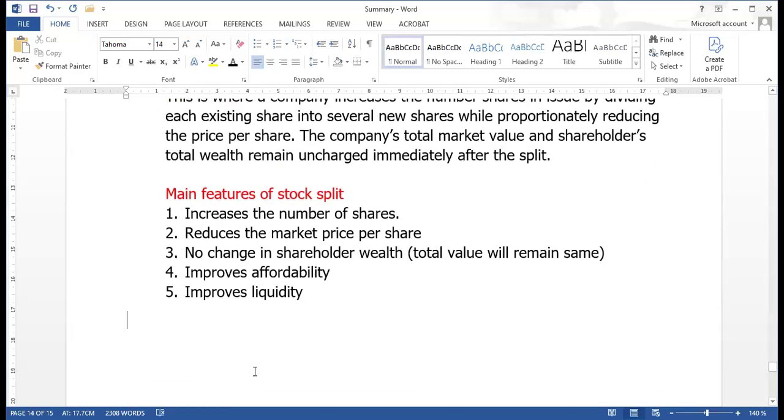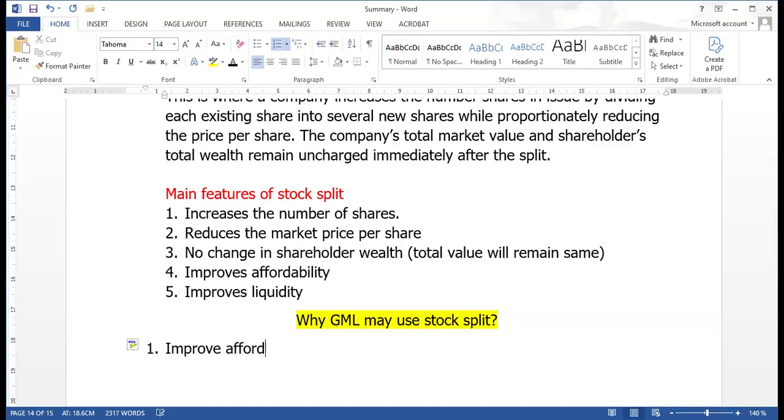So why this entity GML may use stock split? Why do you think this entity may use stock split? Why is that we want to improve, we want to improve the what? We want to improve the affordability. This is not like share repurchase. Here we are trying to encourage people to buy. We want to improve the affordability.